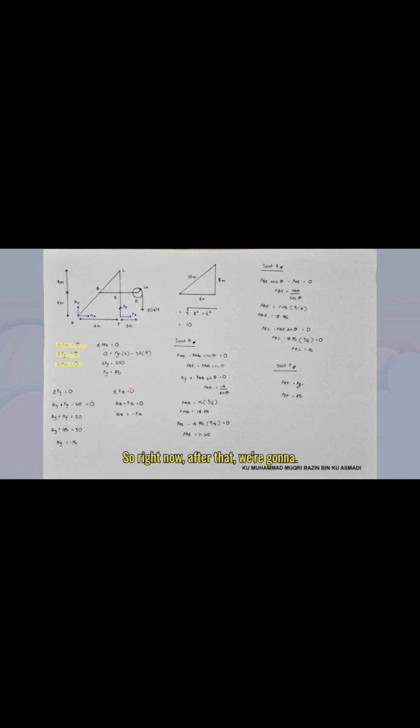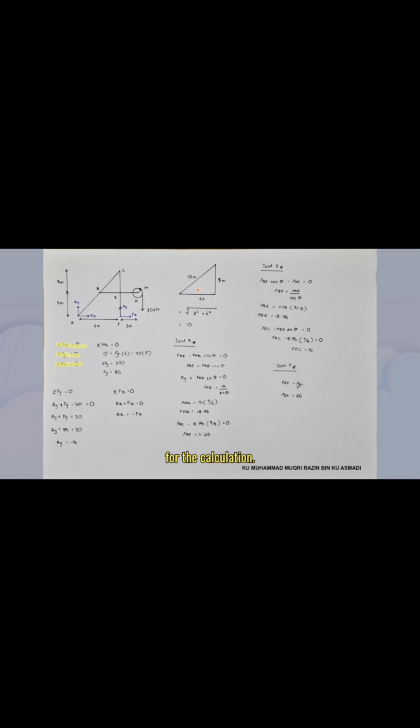After that, we're going to calculate the sum of Fx, which is 0. So Ax plus Fx is 0. Since we don't have any other force in x, we're just going to assume that Ax is equal to negative Fx. To further the calculation, we have to determine the angle.